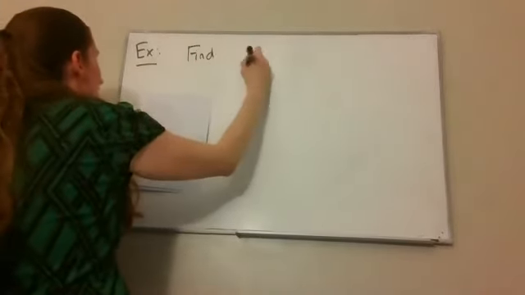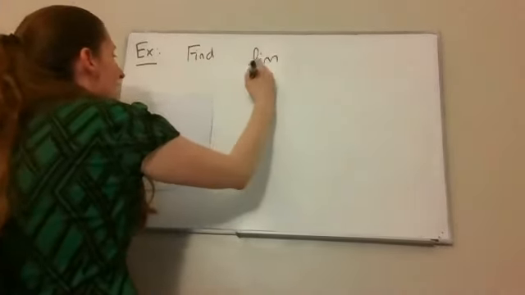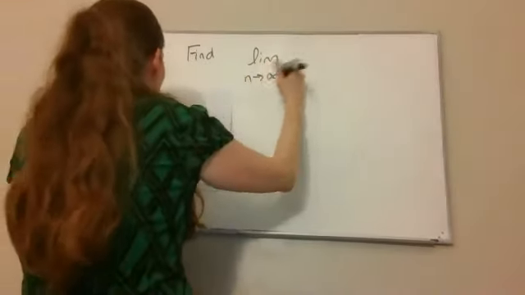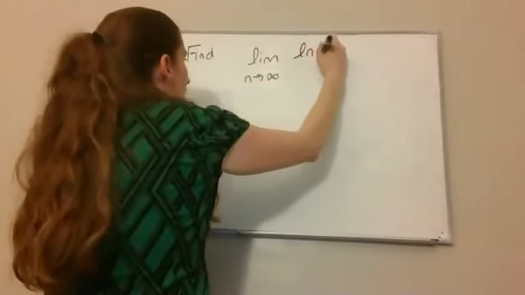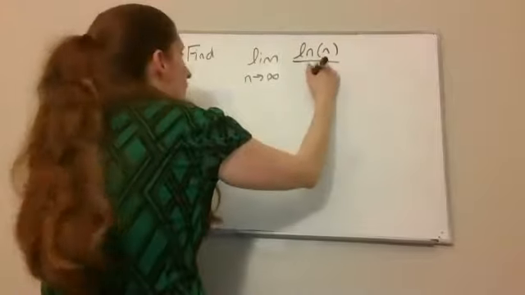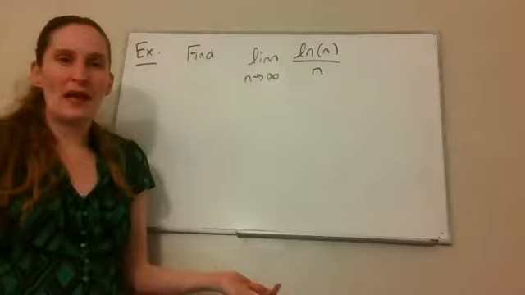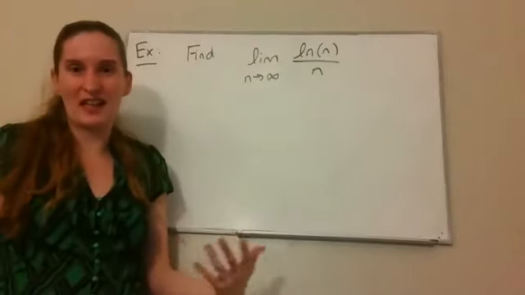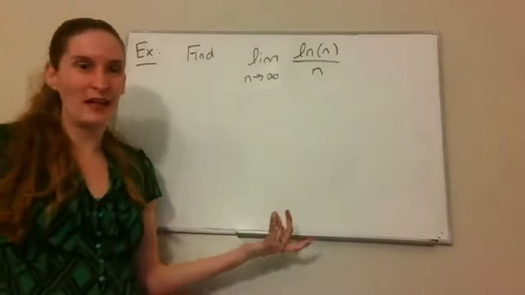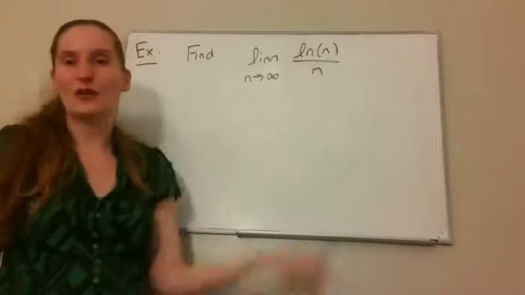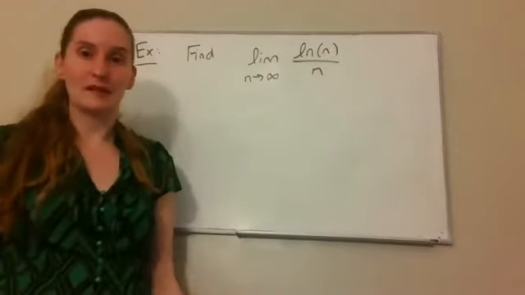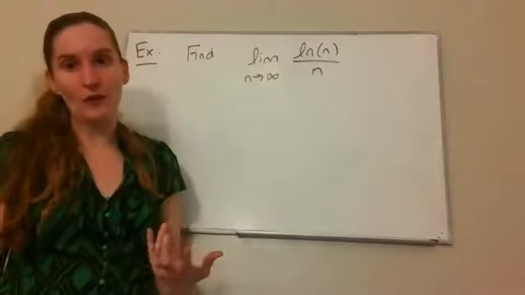Let's find the limit as n goes to infinity of the natural log of n over n. Let's take a look at what we have here. I can think about just plugging in and going to infinity, but then I would have infinity over infinity. And that sounds like a situation where I'd want to use L'Hopital's rule.